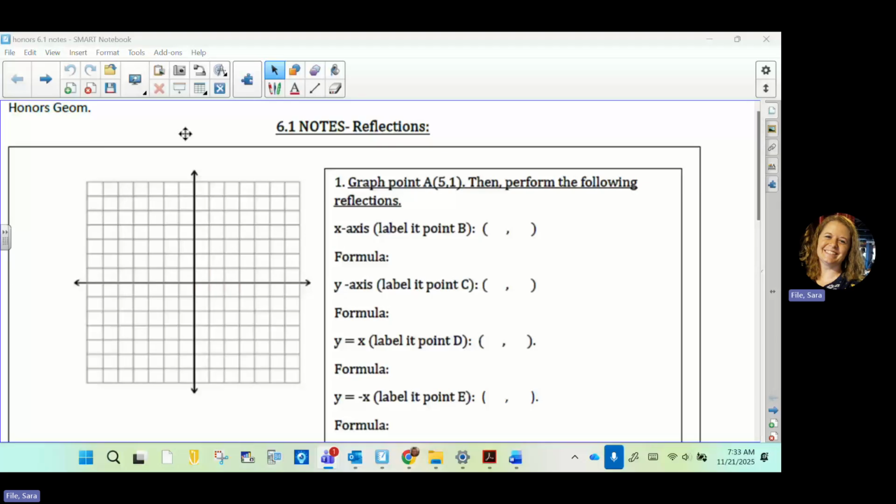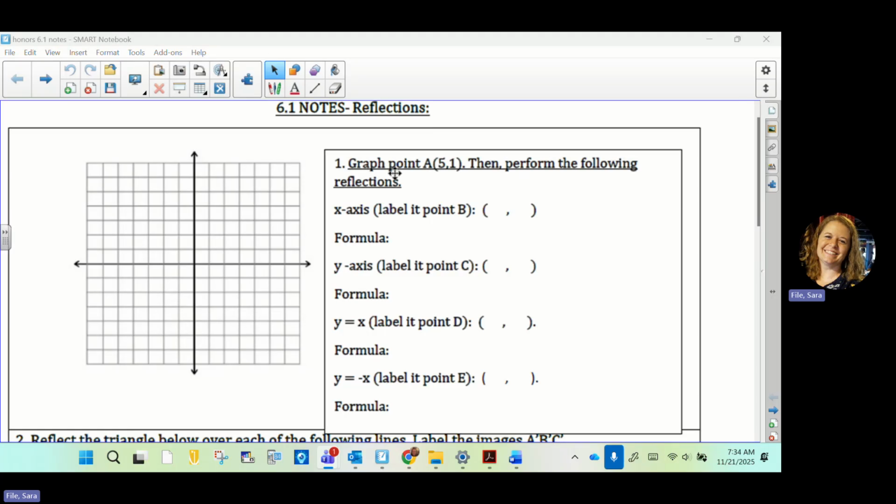Reflections. Unit 6A is all about transformations, and we're going to look at them individually in 6.1, 6.2, 6.3. And then when we get back from break, we're going to start combining them. So for reflections, we are going to focus on 4 different types that you need to be able to do: over the x-axis, the y-axis, the line y equals x, and the line y equals negative x.